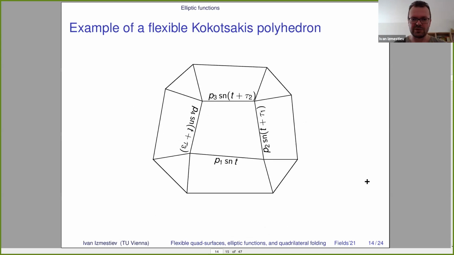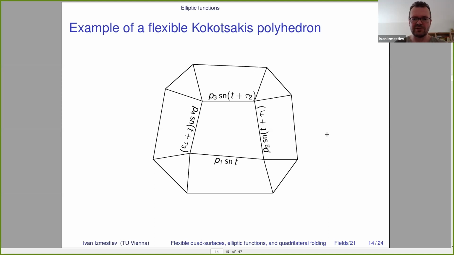Good, and finally, this approach led to success, and it also allows us to describe some classes of flexible Kokotsakis polyhedra using elliptic functions. Namely, there is a class where the dihedral angles are parameterized as written on this picture. So P1 times the elliptic sine of t. This is Z1, and this is Z2, Z3, Z4. And remember that Z1 is actually the cotangent of half the angle, so it's not really the angle. That's one of the classes of flexible polyhedra.